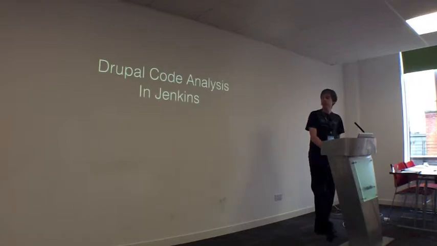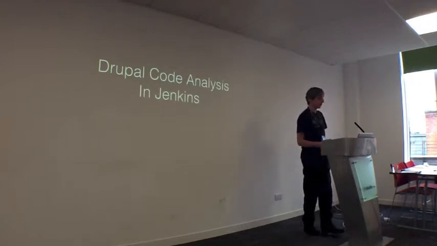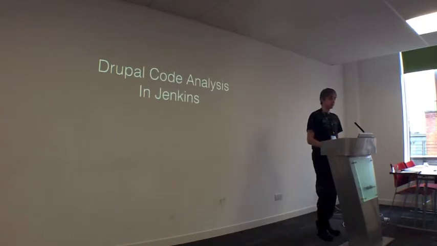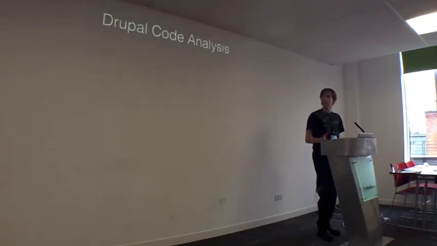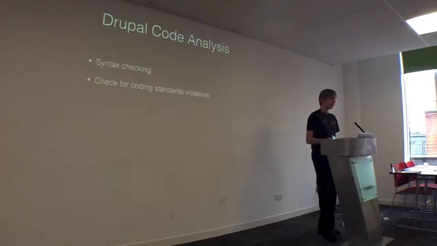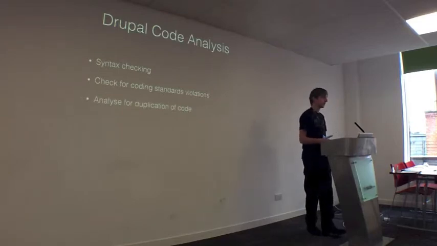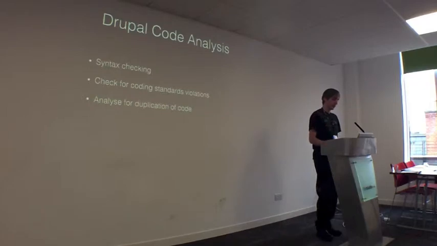So the next step then is probably code analysis. It's quite a useful step to do, keeping an eye on what you're doing. But what do I mean by code analysis? It could be something as simple as syntax checking, so just literally running a lint across your project to make sure that there are no syntax errors there. You check for coding standards violations, or analyze for duplication of code, which can be useful if you're copying blocks of code around. You want to put those into a single place, then it'll give you a warning there. But essentially what you're trying to do is check for potential problems in the source code.